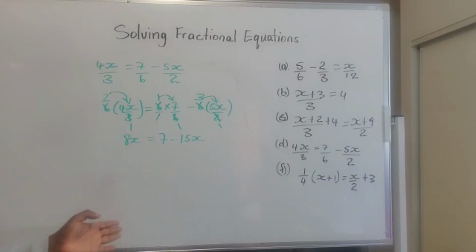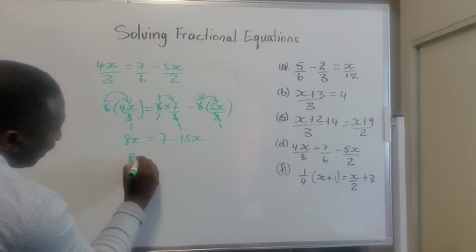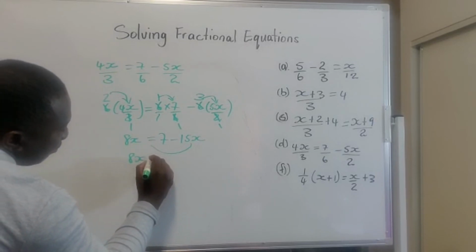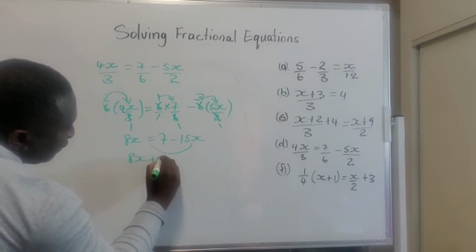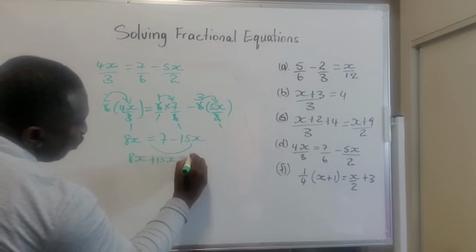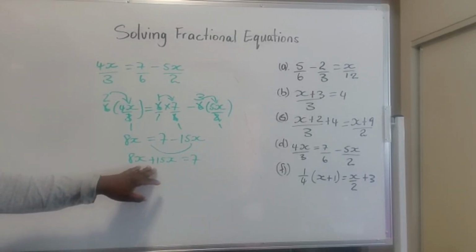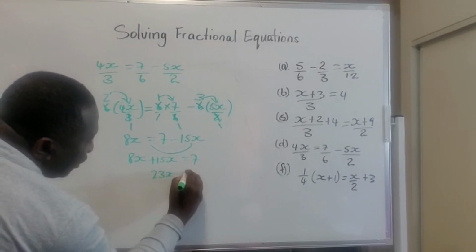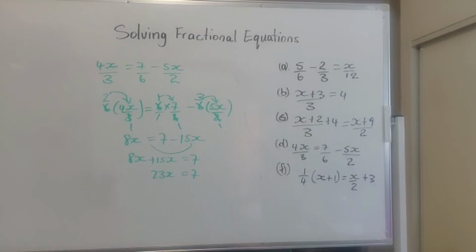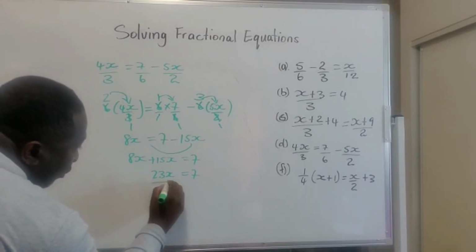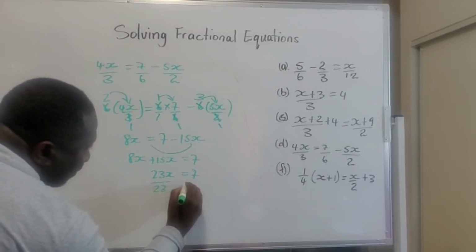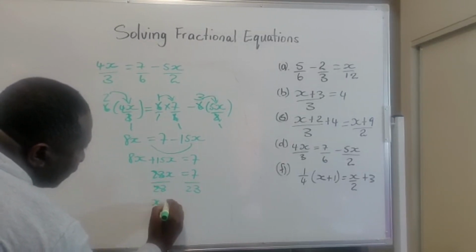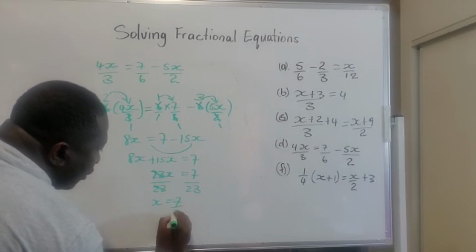So let us bring across, maintain my positive 8x, bring this value across, making it positive 15x is equal to 7. 15x and 8x will give us 23x is equal to 7. Again, find the value of x, divide both sides by 23. This will cancel here. X is equal to 7 over 23.